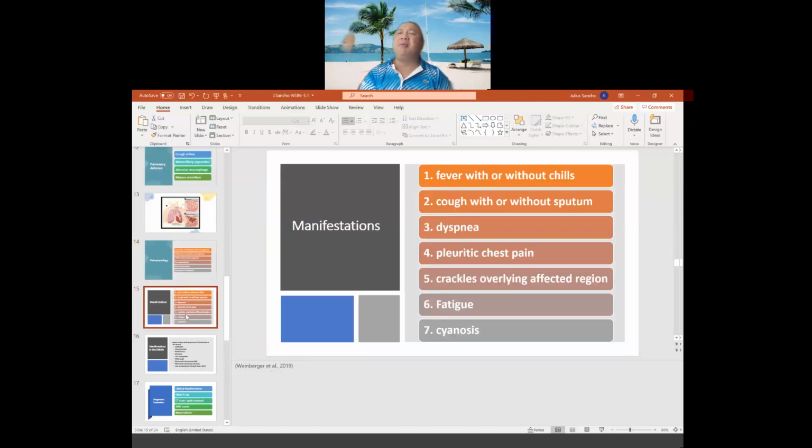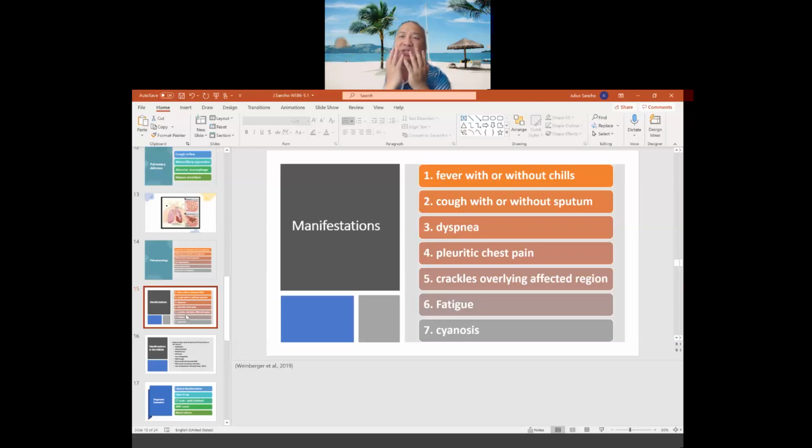So, what are the common manifestations of pneumonia? I'm not talking about the elderly. Just the common manifestations of pneumonia for the entire group, including young persons, children and adults. So we have fever with or without chills. Two, cough with or without sputum, dyspnea or difficulty of breathing, pleuritic chest pain, crackles overlying the affected region, fatigue, and of course cyanosis.